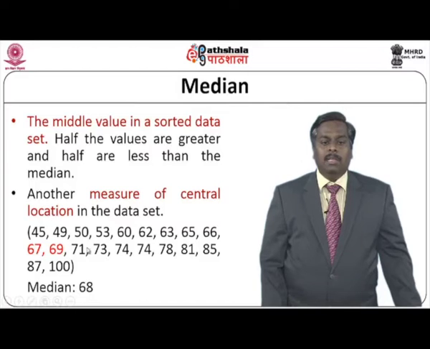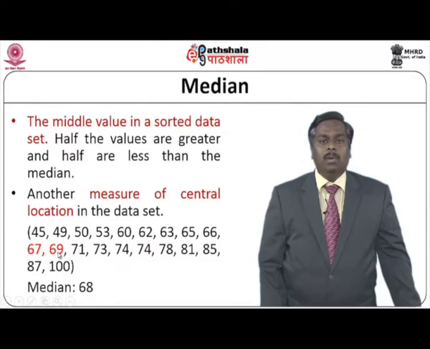So, in this given sample data set, this is sorted in ascending order and we identify the middle value. Since there are 20 numbers, we will be taking the middle two elements. So, 67 and 69 are the middle two elements, then we divide the sum of these two numbers by 2. So, 67 plus 69 divided by 2, therefore, the median is going to be 68. So, now 68 will be considered as the middle value in this sorted data set.